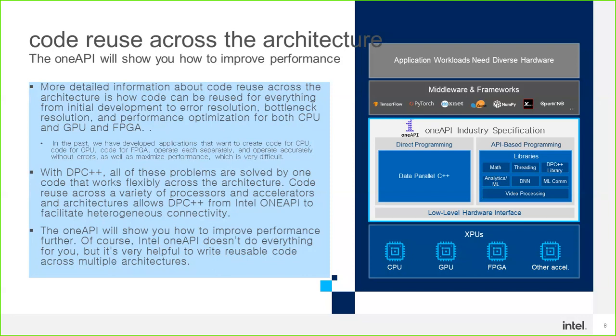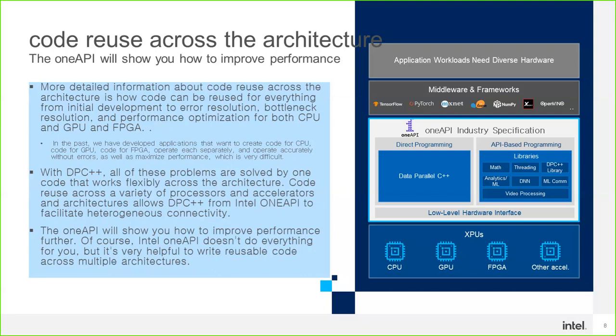They also used a variety of library code to improve performance, but they were not able to connect them or keep versions compatible. So it was too difficult to get the right version of the library or fix the error. With DPC++, all of these problems are solved by one code that works flexibly across the architecture. Code reuse across a variety of processors, accelerators, and architectures allows Data Parallel C++ from Intel oneAPI to facilitate heterogeneous connectivity. The device you want to use can be selected from the device selector and queued very easily, and then the code you submit to the queue acts on the device you want.